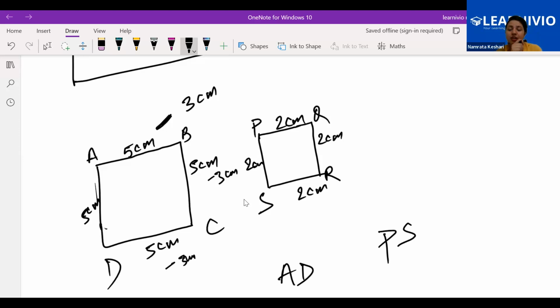So to be a similar figure, there are two criteria. What are the two criteria? All the angles have to be the same. Since I am talking about a square and a square, all the angles will be 90 degrees. That is known to us. Any square, teeny tiny square or huge square, any internal angle will be 90 degrees only, right? Yes or no?